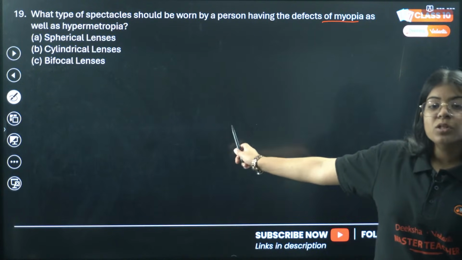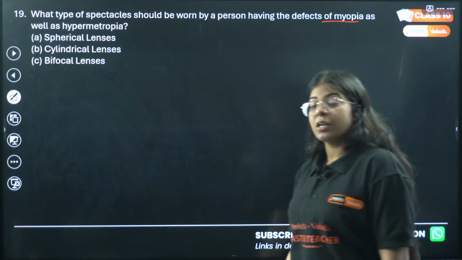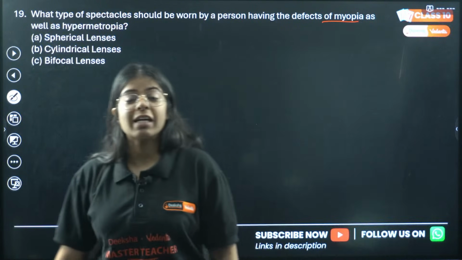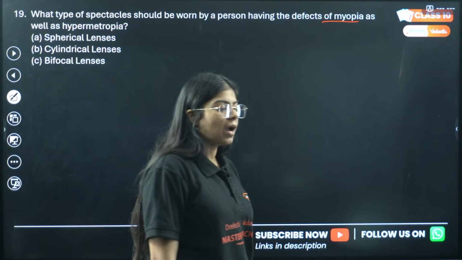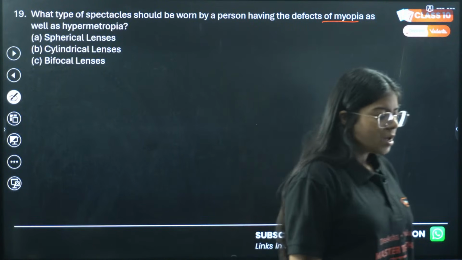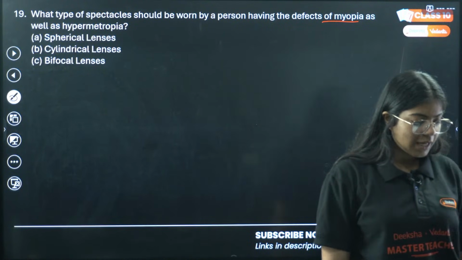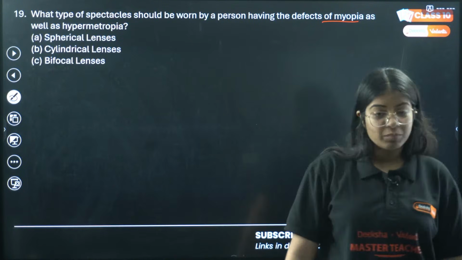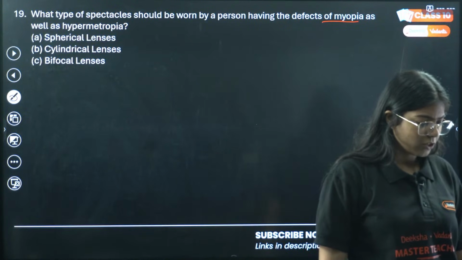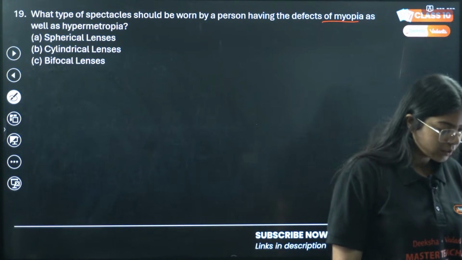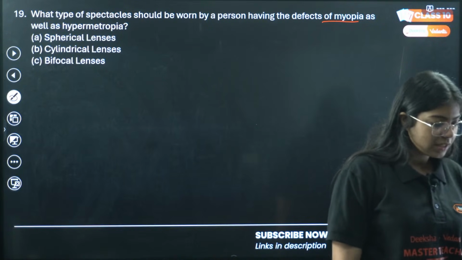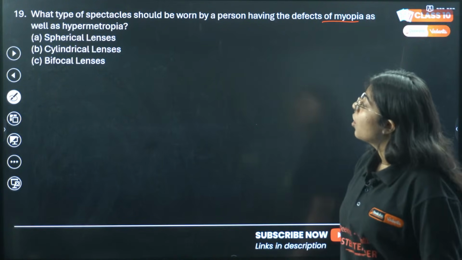Let me know the answer to this question. Which kind of spectacles, which kind of lenses should a person use if he has both myopia as well as hypermetropia? Piyush and Dipanshu are saying C. Rupesh is saying D. There is no D option, Rupesh. C. Dikshant is saying B. C. Verma is saying A. Okay.